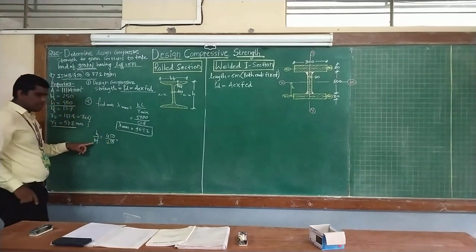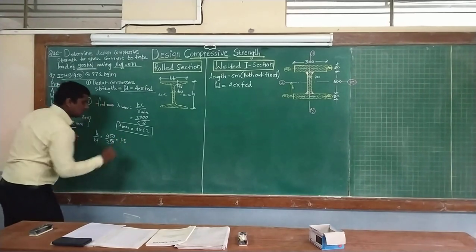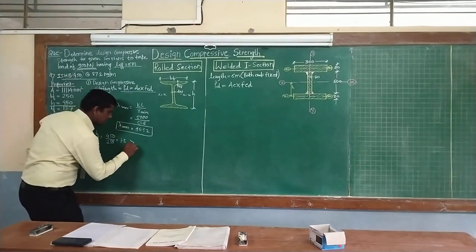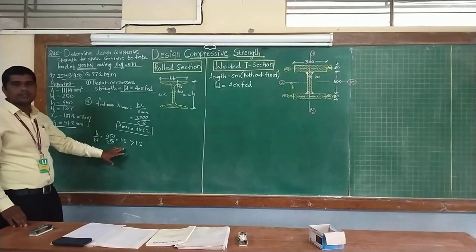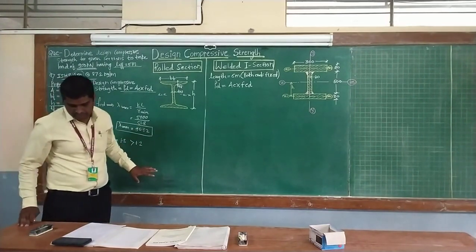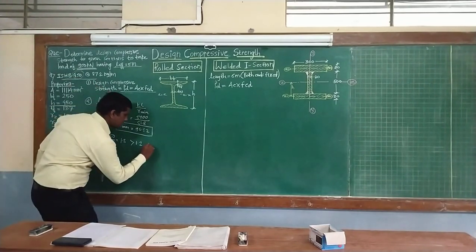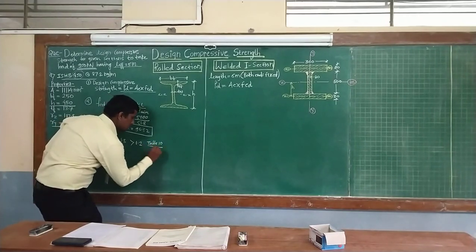So the h by bf ratio will be 1.8. This 1.8 ratio is greater than 1.2. So we are going to refer to table number 10, page number 44.